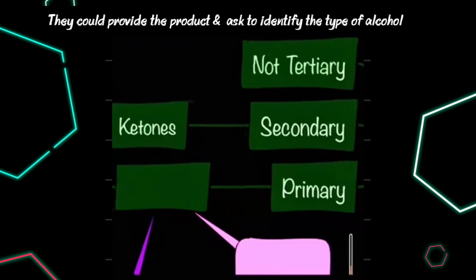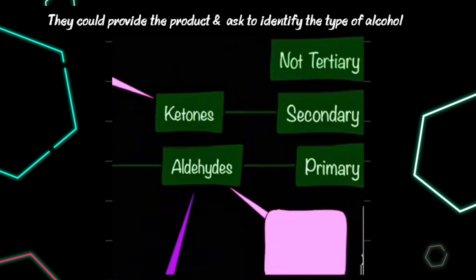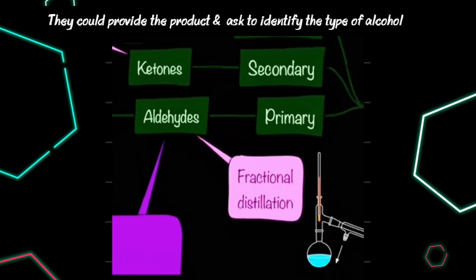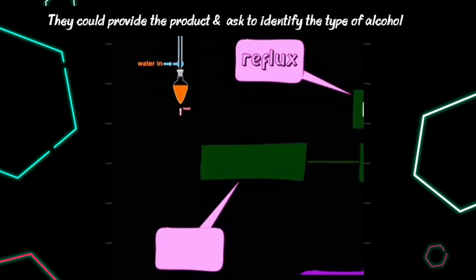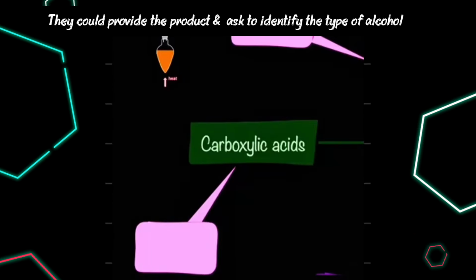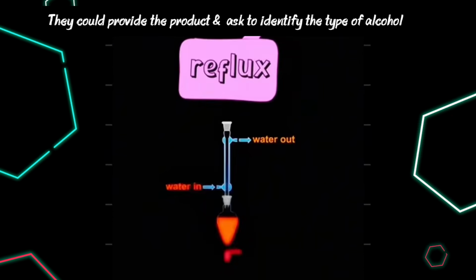You can oxidize primary alcohols into aldehydes using fractional distillation. You can also oxidize primary alcohols into carboxylic acid if you heat in a reflux condenser.